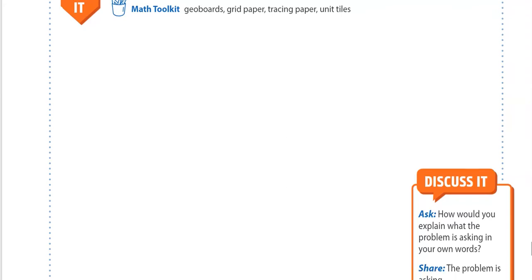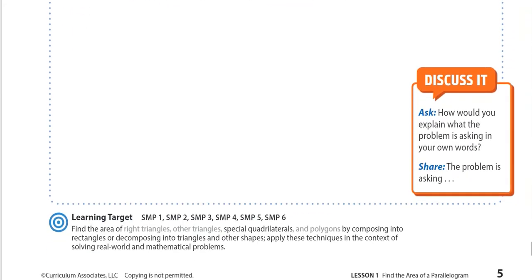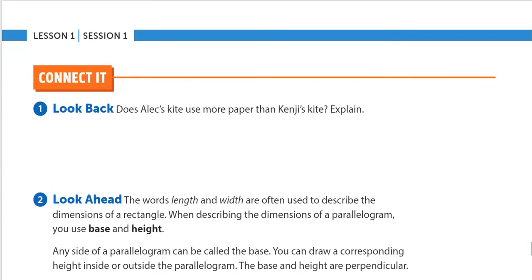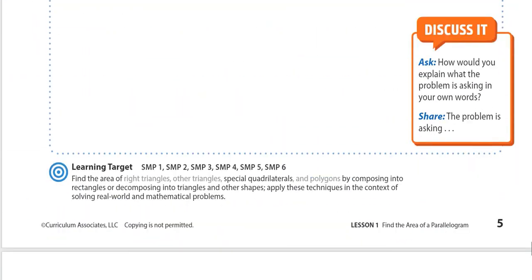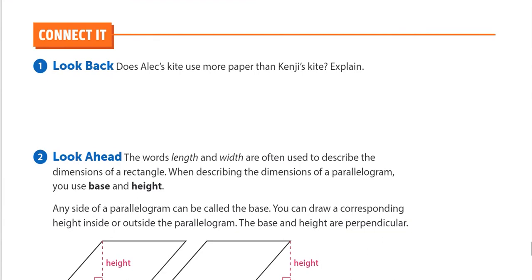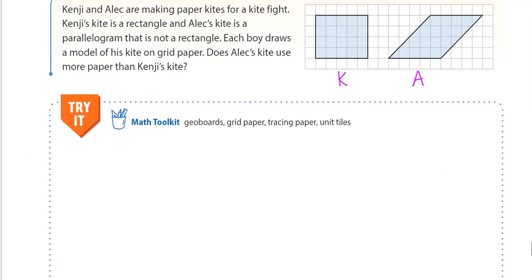Okay, did you do it? Did you think you figured it out? Let's see if you got the same answer that we're going to get on this next part. Okay, so does Alec's kite use more paper than Kenji's? What did you get? Let's see.